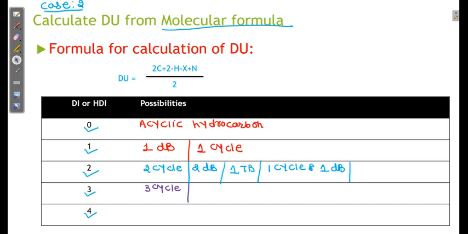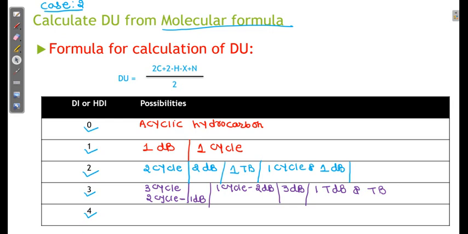One possibility is that. Then we can say 2 cycle and 1 double bond. This is a possibility. And we can say 1 cycle and 2 double bond, or we can say 3 double bond, or we can say 1 double bond and 1 triple bond. These are the possibilities.